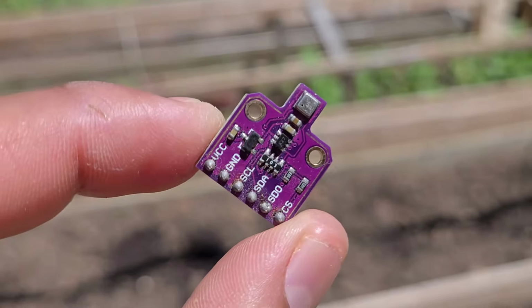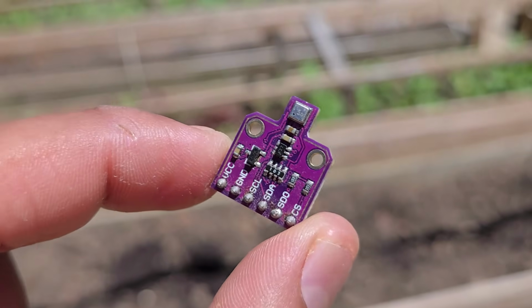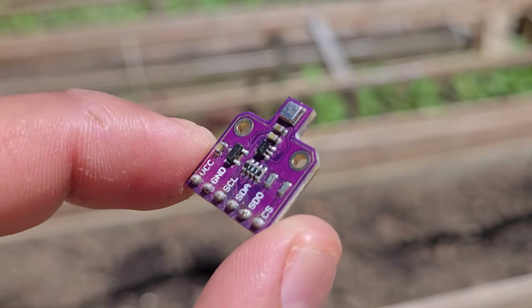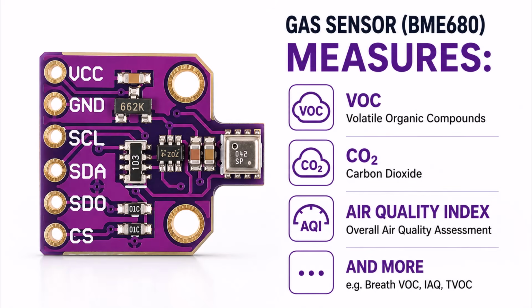The BME680 is an environmental sensor that can measure temperature, humidity, pressure, and gas resistance. This sensor includes a gas sensor that can detect the presence of different volatile organic compounds, also known as VOCs.